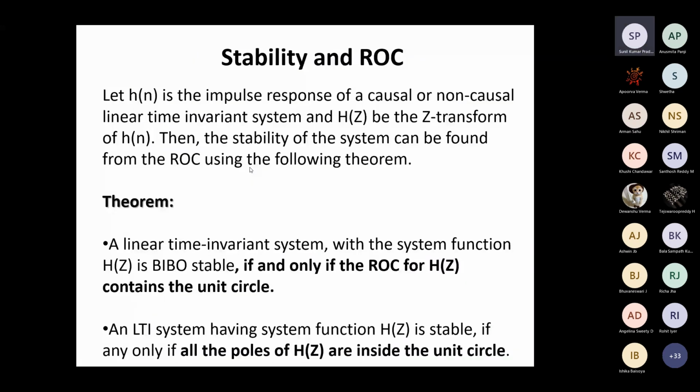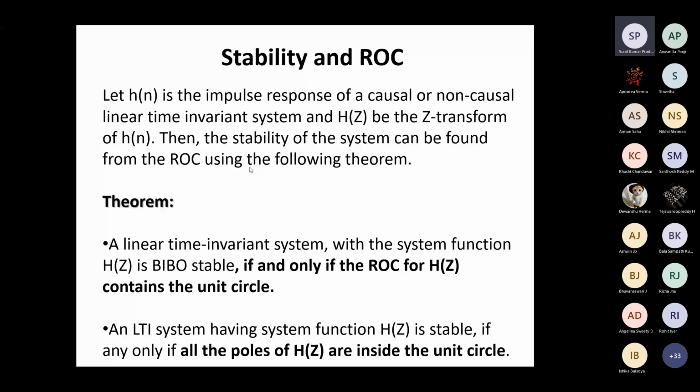A very important thing we need to know is the stability of a system in terms of the Z transform, and how to find it from its region of convergence, the ROC. So remember this theorem, it's very important. Let's say h(n) is the impulse response of a causal or non-causal linear time invariant system, and X(z) is the Z transform of h(n). Then what is the stability criterion? The stability of the system can be found from the ROC using the following theorem. So what is the first point?